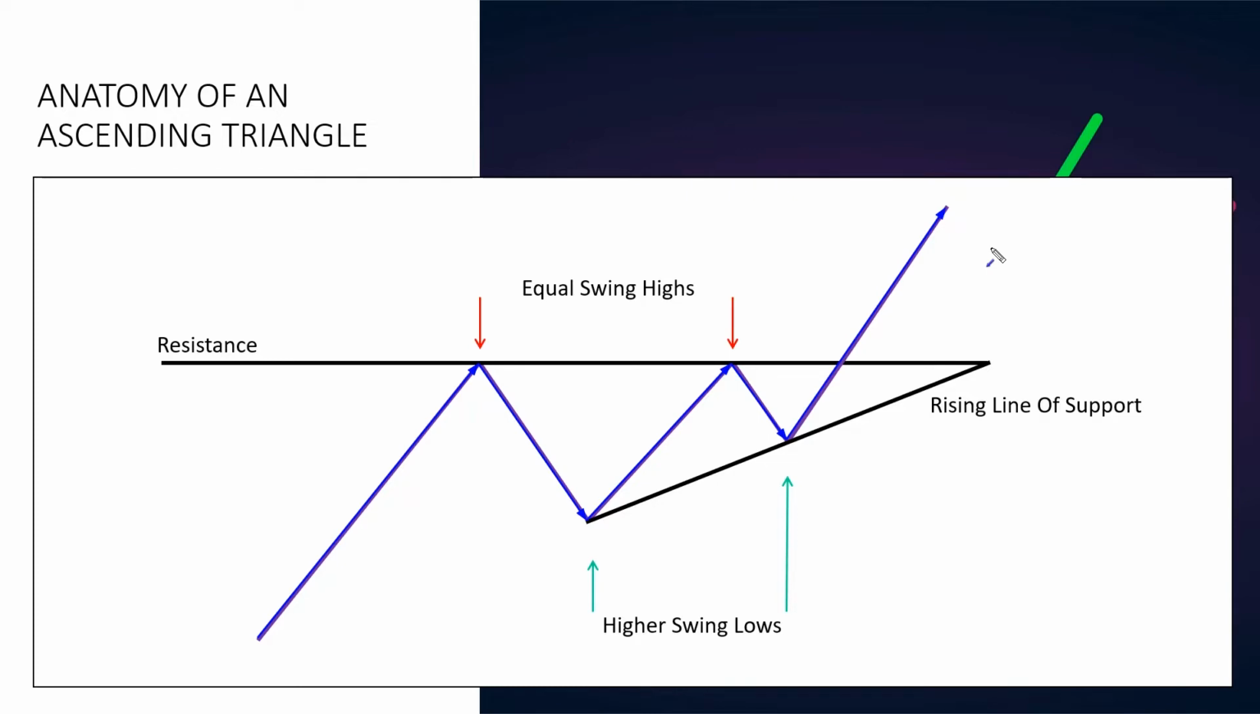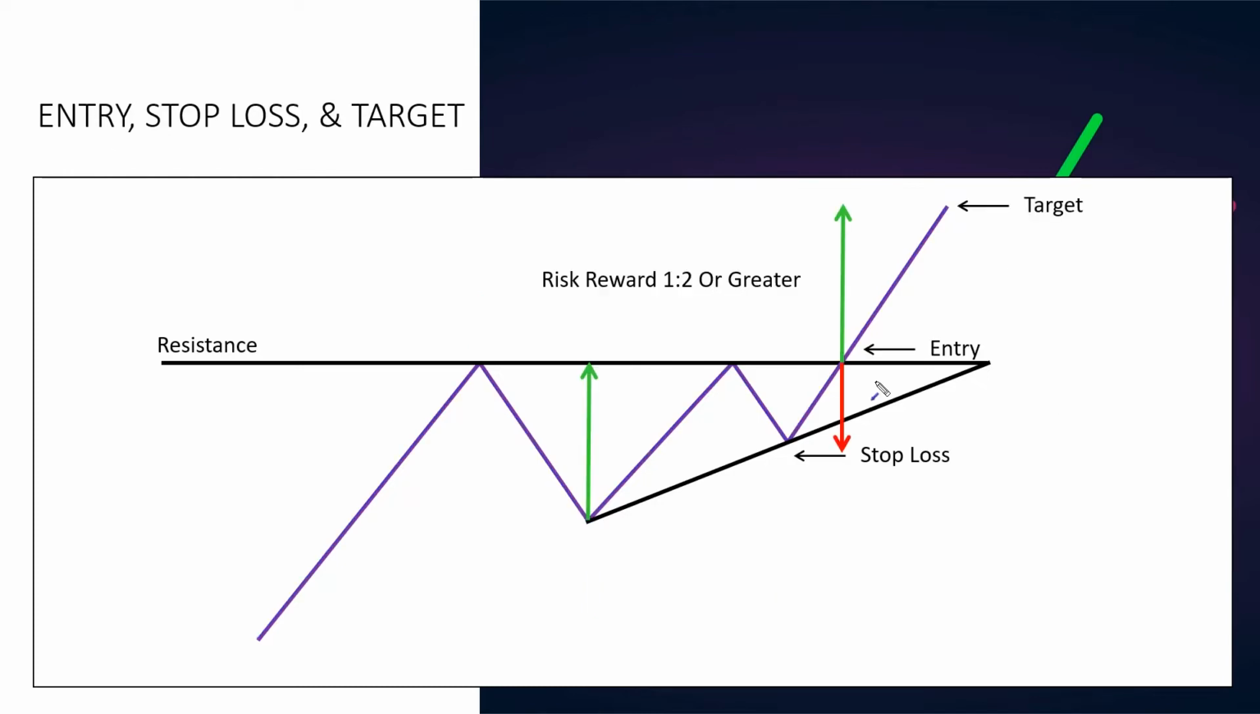So let's get into the next topic: entry, stop loss and target. Alright traders, let's run through entry, stop loss and target for the ascending triangle. So the entry is a break of the resistance area, a break above the two equal highs, or at least two equal highs.